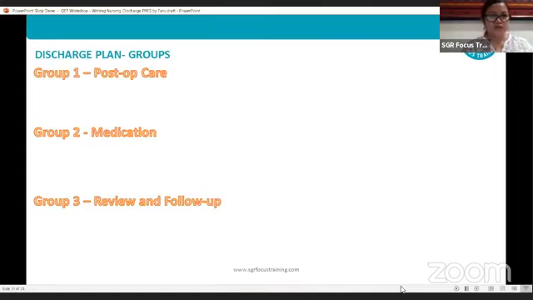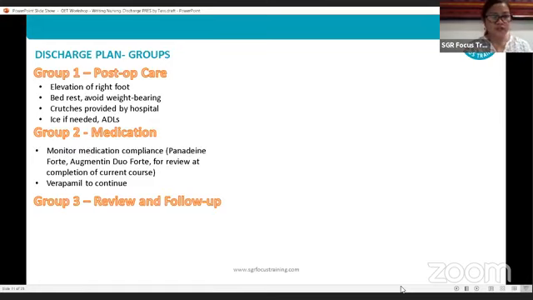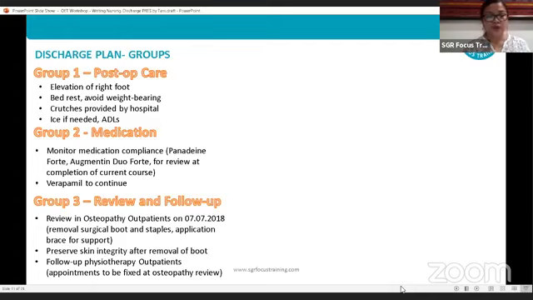Okay. So far, here is the information that we were able to gather from the discharge plan. That is our group 1, post-operative care. We have our group 2, which is the medication details. And we have our group 3, which is the appointments and the follow-up.